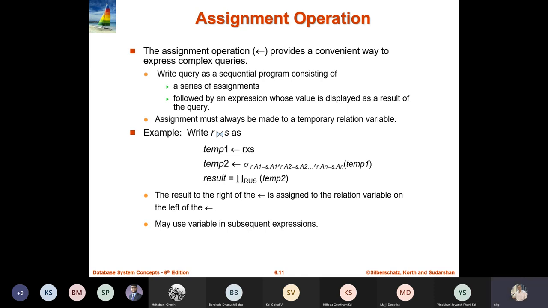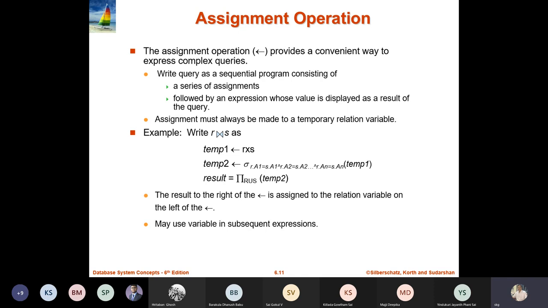Okay, so write R natural join S as temp1 equals R cross S, right? Temp2 as this selection: all those selection parameters, R.A1 equal to S.A1 and R.A2 equal to S.A2 and R.An equal to S.An, on the temp1, right?